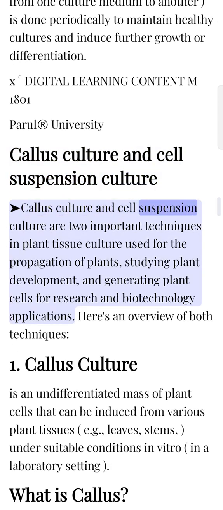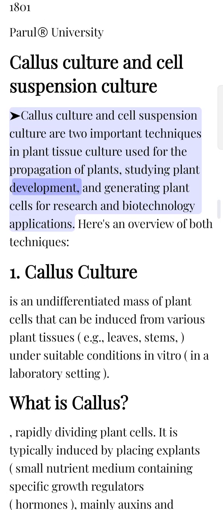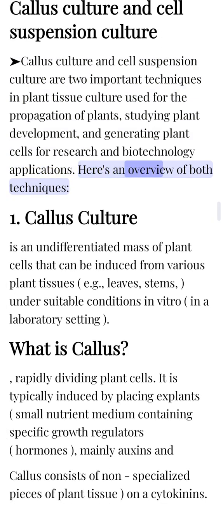Callus culture and cell suspension culture are two important techniques in plant tissue culture used for the propagation of plants, studying plant development, and generating plant cells for research and biotechnology applications. Here's an overview of both techniques.